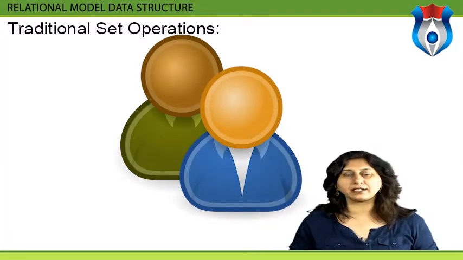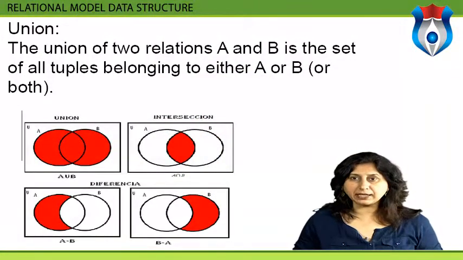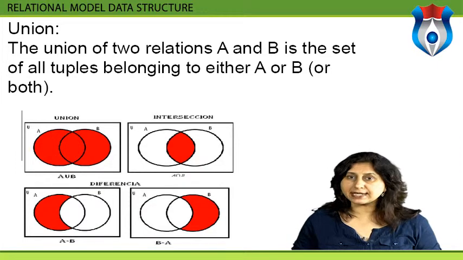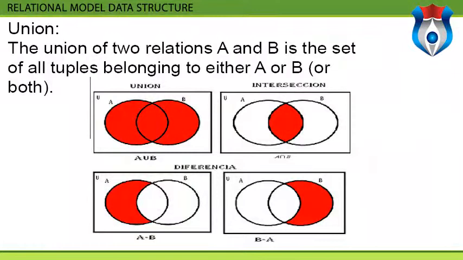The intersection of two relations A and B is the set of all tuples T belonging to both A and B. Example, A is equal to the set of employees whose department is SW development. B is equal to the set of employees whose age is less than 30 years. A intersection B is equal to the set of employees who are in SW development department having age less than 30 years.